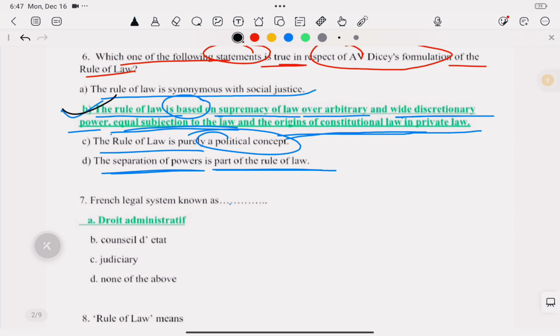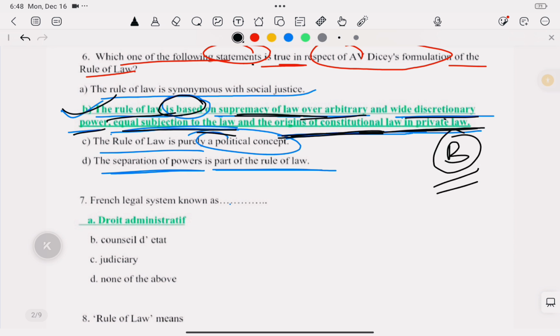That means the rule of law is based on the supremacy of law over arbitrary and wide discretionary power, equal subjection to the law, and the origins of constitutional law in private law. So in this case the correct option would be option B. Okay, so now moving to the next question.